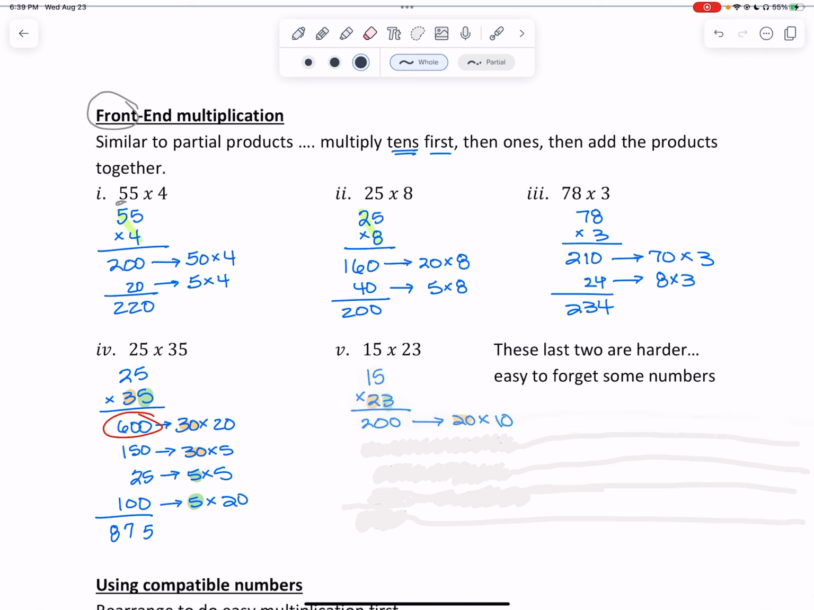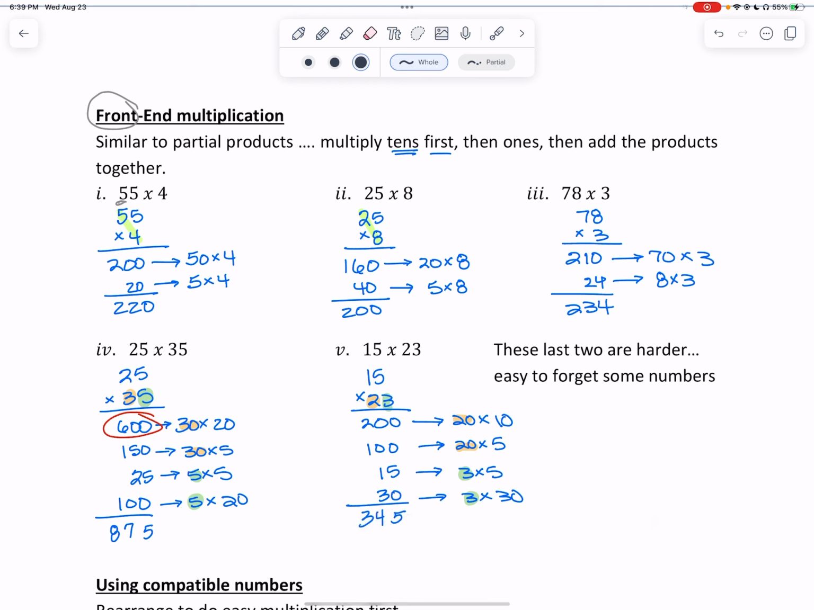Okay, last one, 15 times 23. We're going to do the 20s first, the 10s first. So 20 times 10 will give me 200. Then we're going to do 20 times 5. So that's going to give me 100. Now I'm going to do the 3. And you can either do 3 times 5 first, or you can do 3 times the 10. Either way. And then I just add them together and get 345.